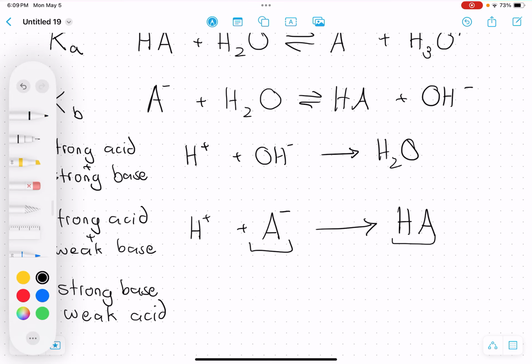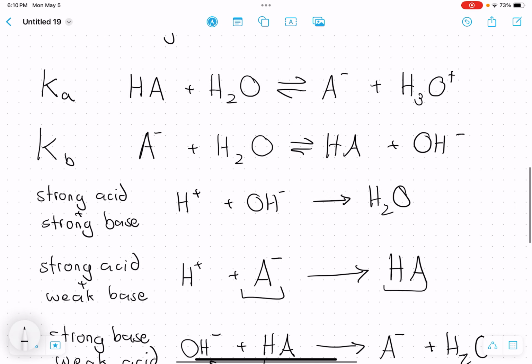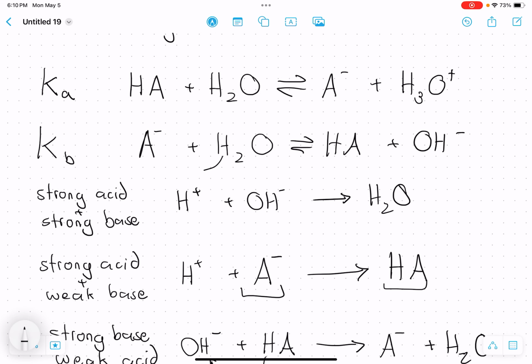So similarly, the strong base and weak acid, that would be OH minus, and the weak acid would be HA. And then from there, you would form A minus and water. Make sure you realize where all these things are coming from. Like here, the H is going to the OH, and that's how you get the water, right? And it leaves behind the A minus. Or like this one up here, one of the H's is going to the A minus to form HA, and then what's left over from the water is the OH minus.